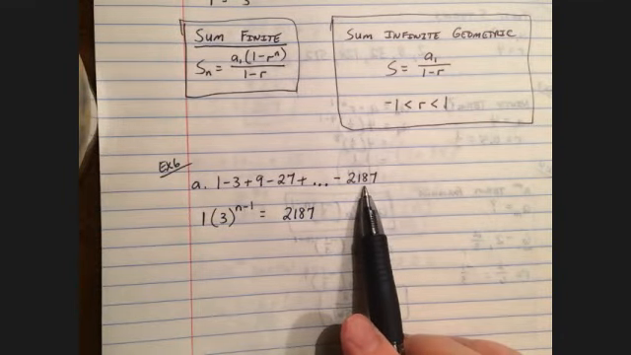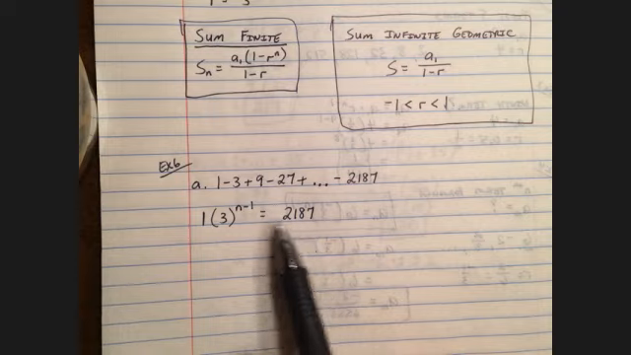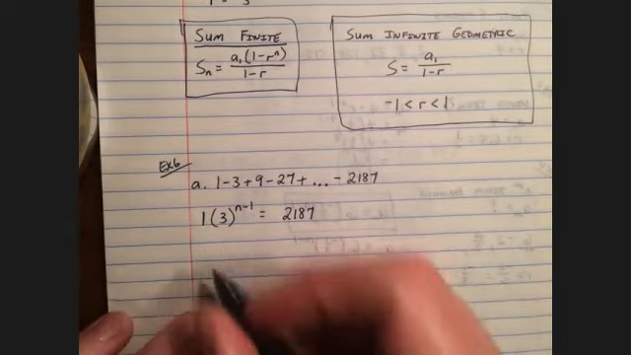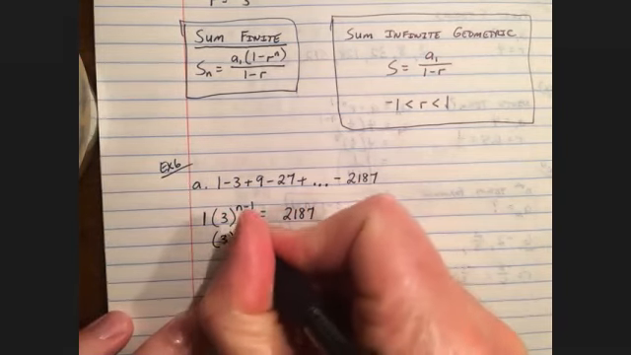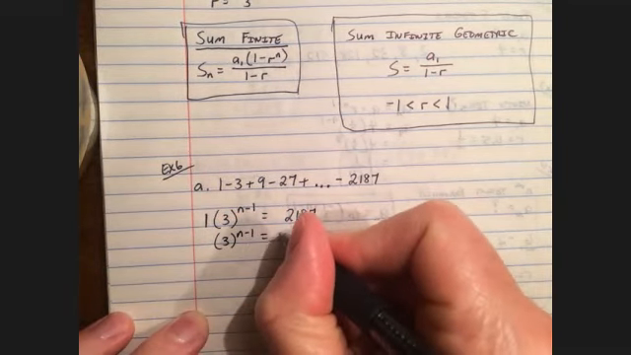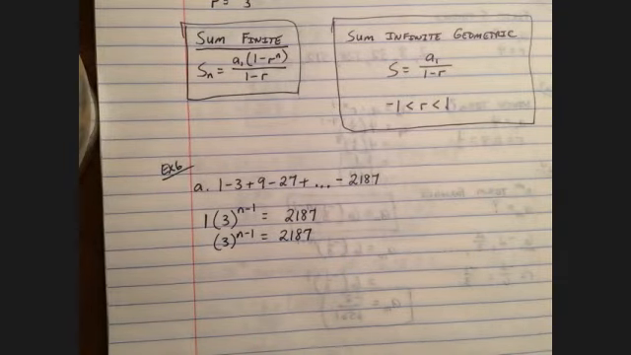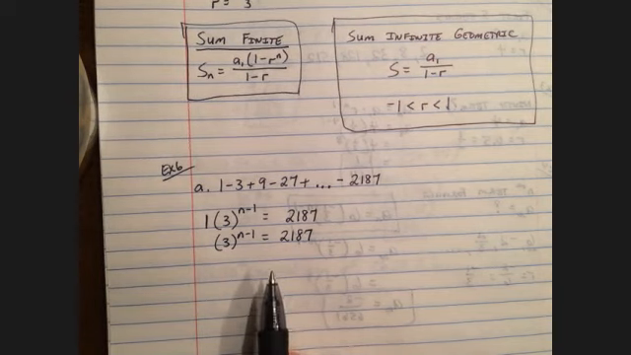So I want to figure out what position 2,187 holds in the sequence. So now we need to solve this equation. Well, we still have 3 to the n minus 1. I'll just take that 1 in the front out. It doesn't really have much bearing on this. But you can already see that this is something that we've done in the past.